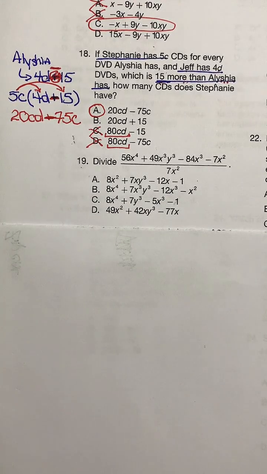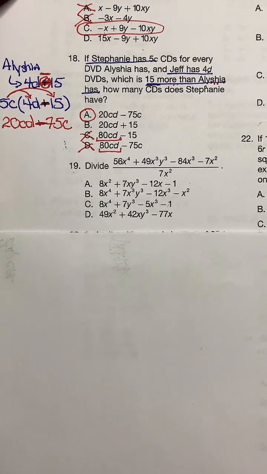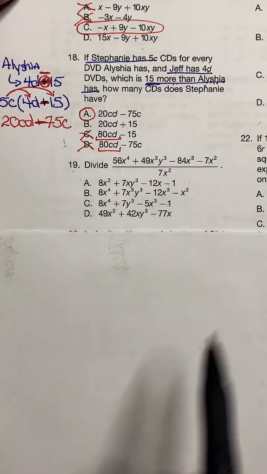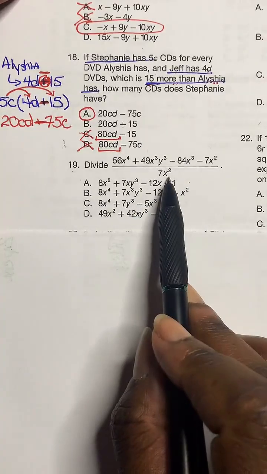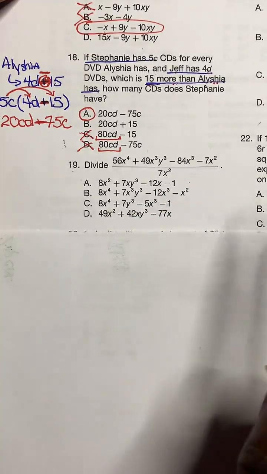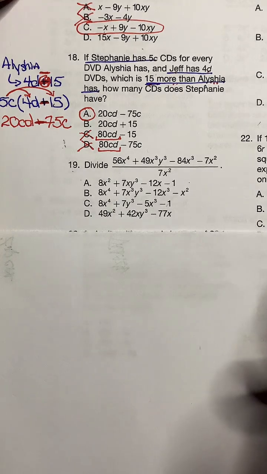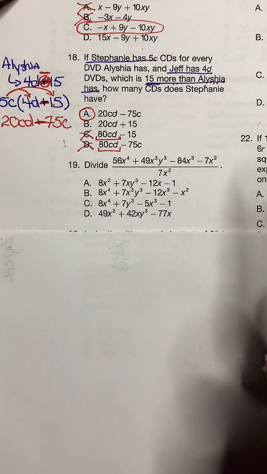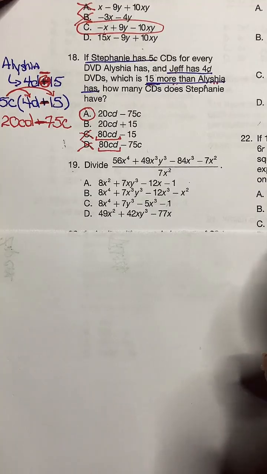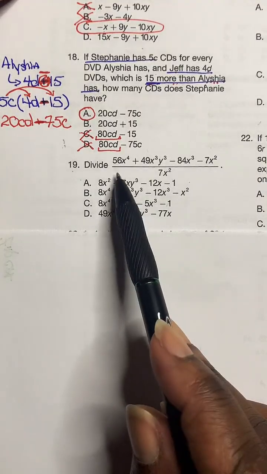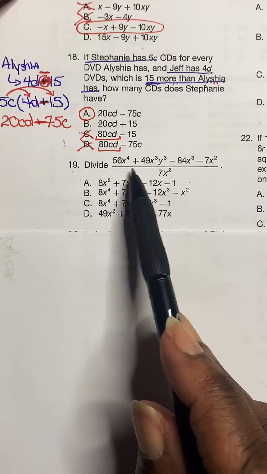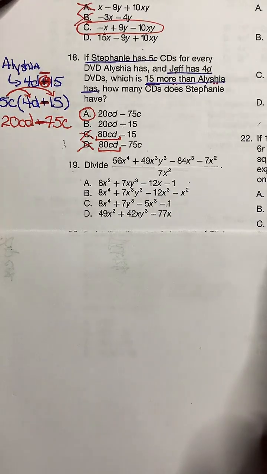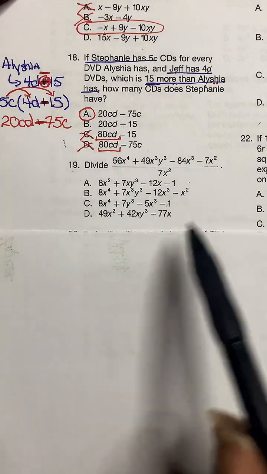All right. Now this is dividing polynomials. So you're doing a polynomial divided by a monomial. So you're taking just what you know about division as well as what you know about exponents. So we're going to divide 56x to the fourth plus 49x to the third y to the third minus 84x cubed minus 7x squared divided by 7x squared.